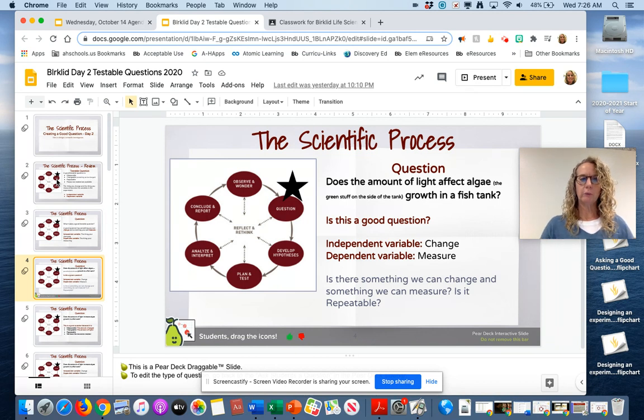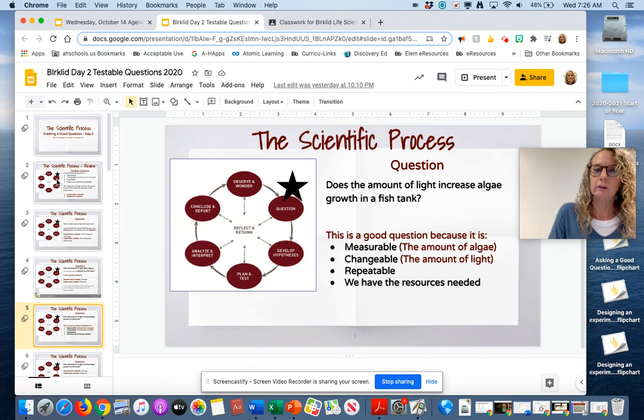So here's a question. Does the amount of light affect algae, that's the green stuff that grows on the side of a tank, algae growth in a fish tank? So thinking about, is there something that we can change? Is there something that we can measure? Is it repeatable? And do we have the resources we need? If you're at home and you're watching this, you can't drag the icons, but think about, is this a good question or not? Would I give it a thumbs up or a thumbs down?